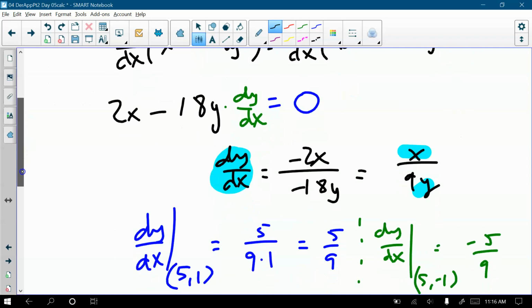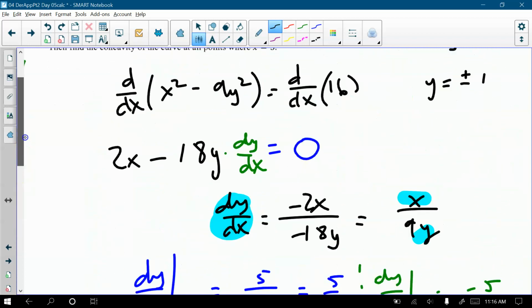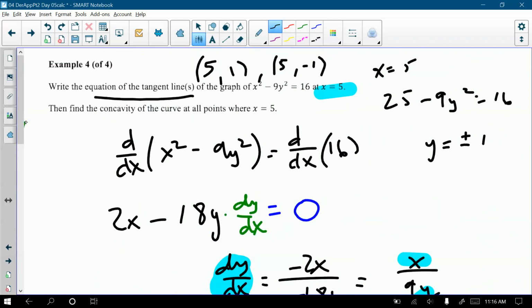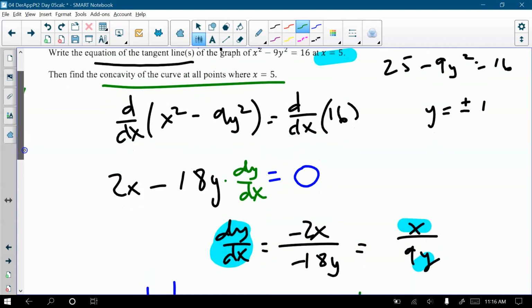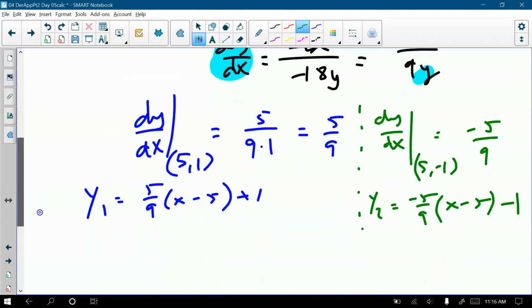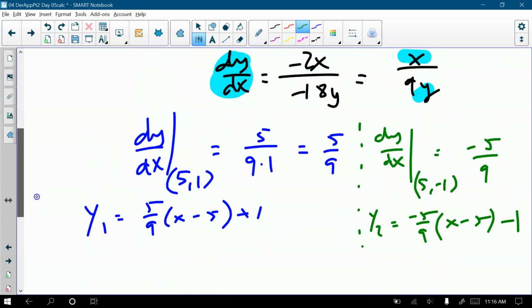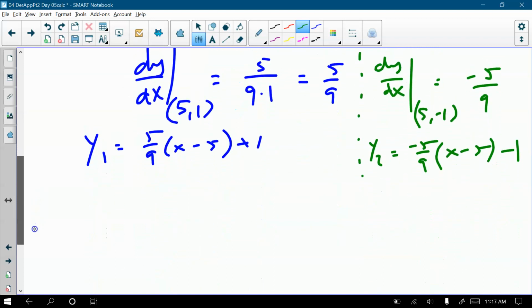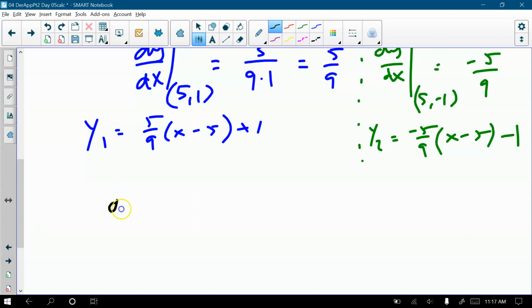Oh my gosh, guys. I just realized I never answered the rest of the question. I didn't do the concavity part. Okay, let's do the concavity part and then we'll move on to the actual practice problems. Concavity is second derivative, so I need my second derivative of the function. dy/dx was equal to x over 9y.